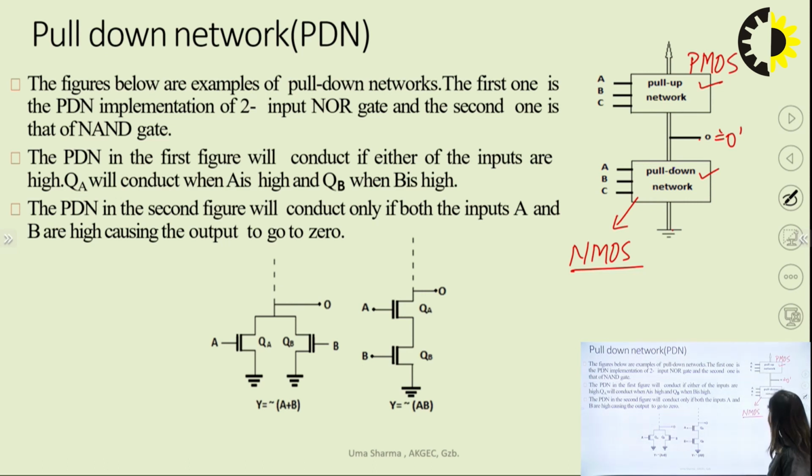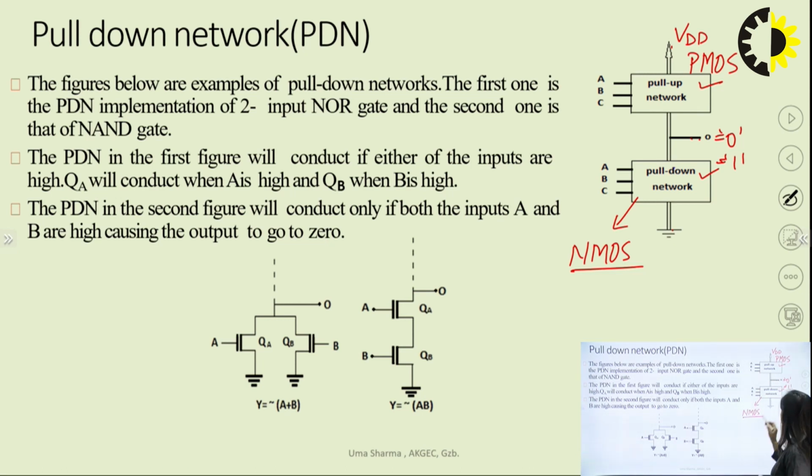So, PDN is responsible for producing logic low, whereas whenever this PMOS network, that is PUN, is on, the output node is connected to VDD, and whenever the output is connected to VDD, that means the output is equivalent to logic high, that is 1. So, this is how we can generate logic 0 or logic 1 as per the given problem, using this CMOS inverter.